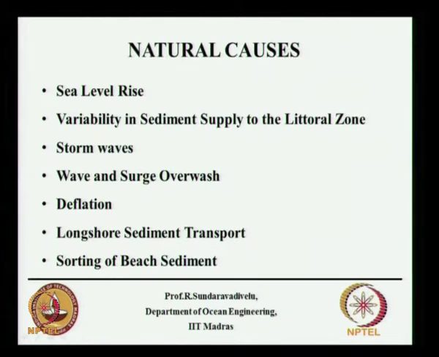One is the sea level rise. They say the sea level is rising, it varies from 1 millimeter to 100 millimeter, that is the range they are telling per annum, it is not yet quantified. Then the variability in sediment supply to the littoral zone, the sediment is coming from the rivers. There are various sources, one of the sources is the sediment coming during floods from the river.